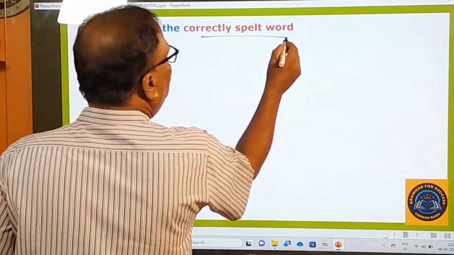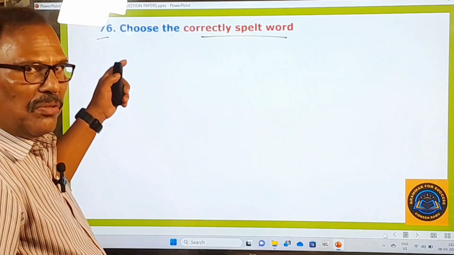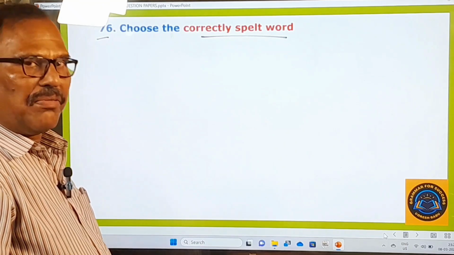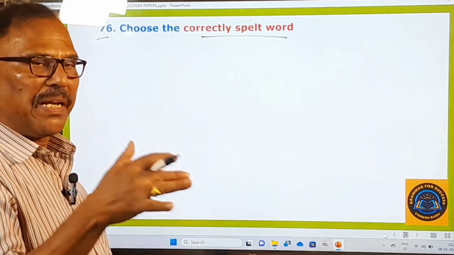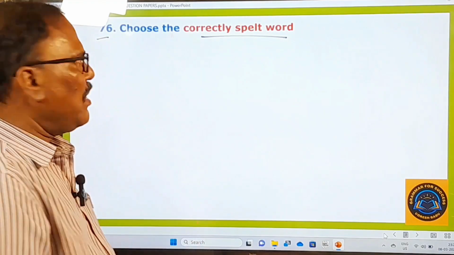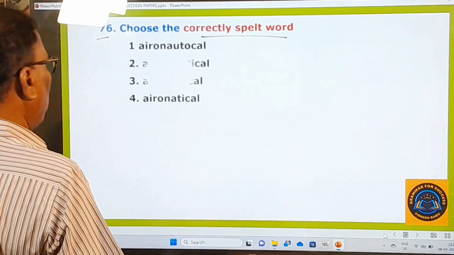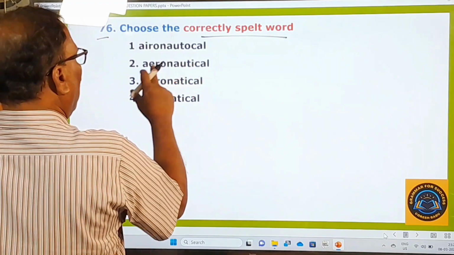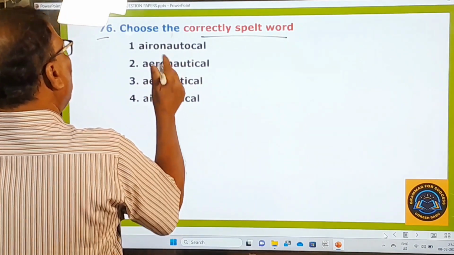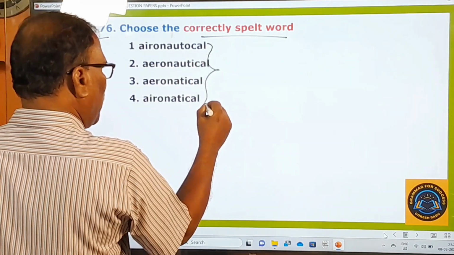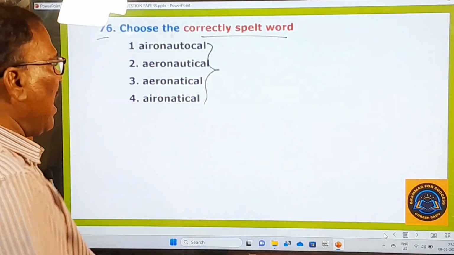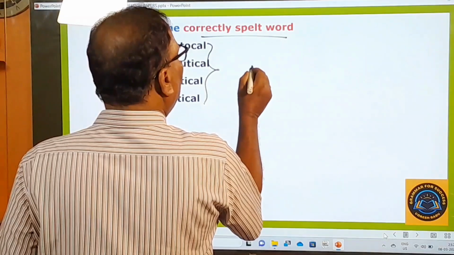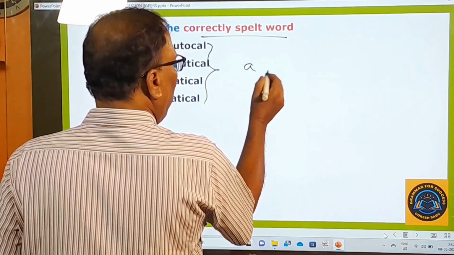Choose the correctly spelled word. That means you are going to be given some words. You have to choose the word that is correctly spelled. The spelling of that word is correctly given. So let us look at the options. Aeronautical, aeronautical, aeronautical. On seeing these options, you understand that it is the word aeronautical. Yes, let me write this.